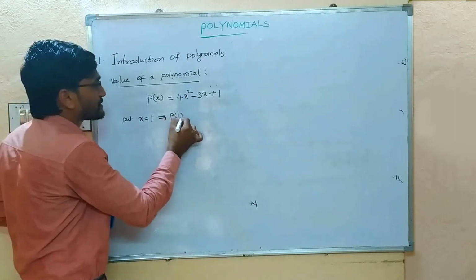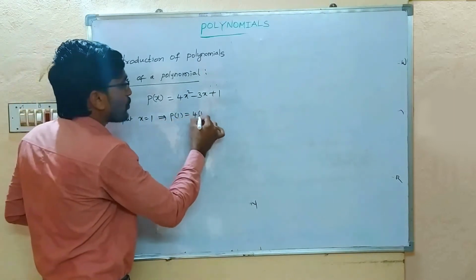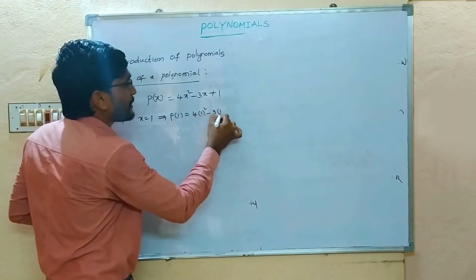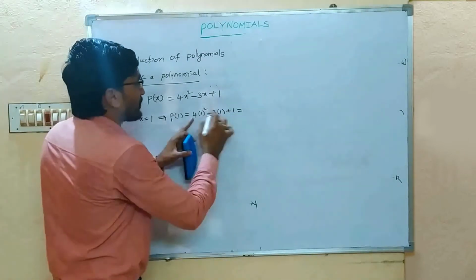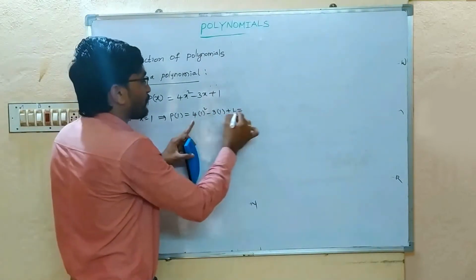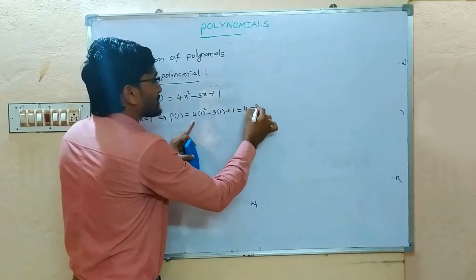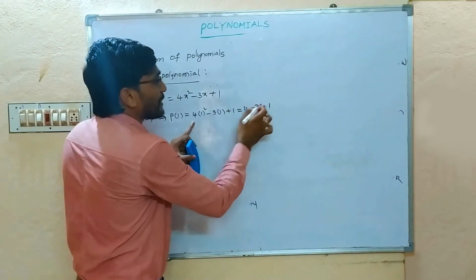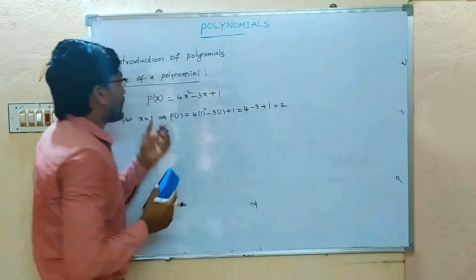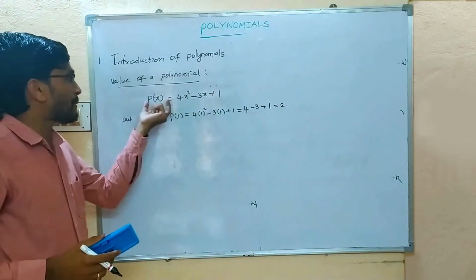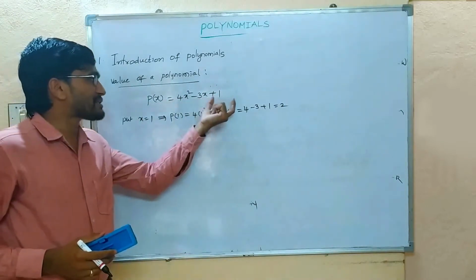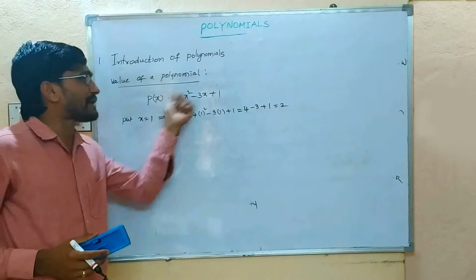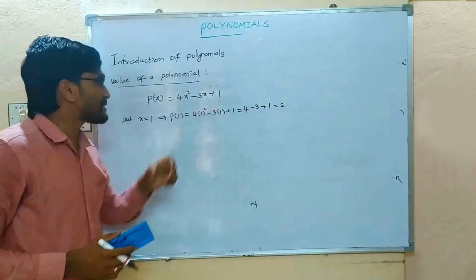P of 1 is equal to 4 into 1 square minus 3 into 1 plus 1. It's nothing but 4. 1 square is nothing but 1. 1 into 4, 4. 3 into 1, 3. 4 minus 3 plus 1. 4 plus 1, 5. 5 minus 3, 2. So the value of the polynomial p of x is equal to 4x square minus 3x plus 1 at x equal to 1 is 2. This is the value of the polynomial.